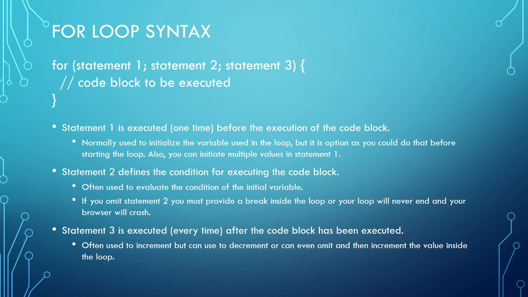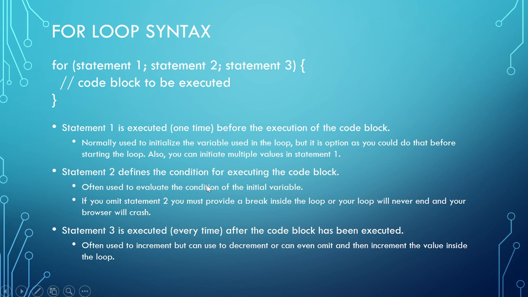Okay, so how does the for loop work? So we say for, statement 1, statement 2, statement 3, and then the block of code to be executed. Statement 1 is executed one time before the code block. It's normally used to initialize the variable in the loop, but you don't have to include that. You could just leave it blank and then put the semicolon if you initialize it before the for loop, like if you say what the variable is up here above the for loop.